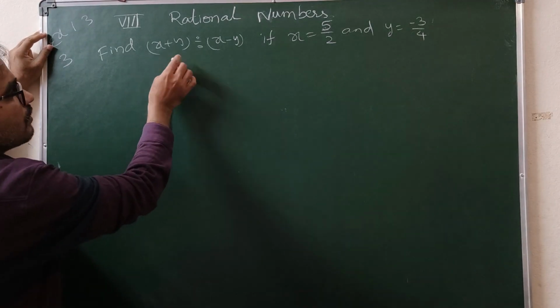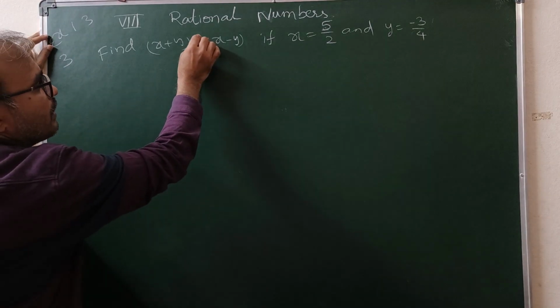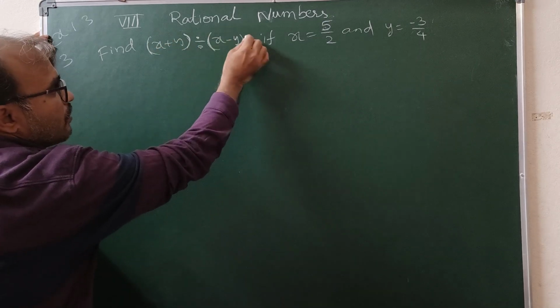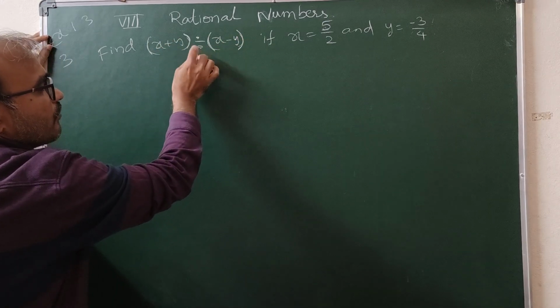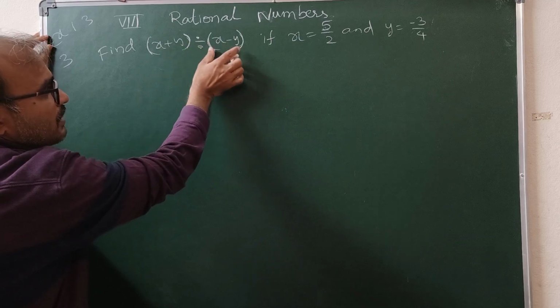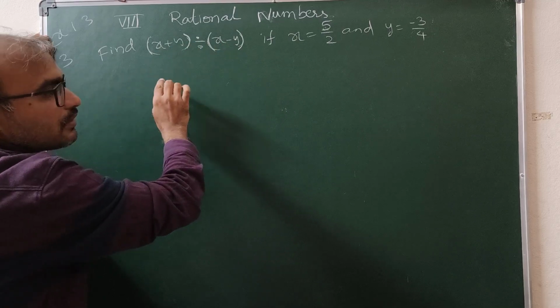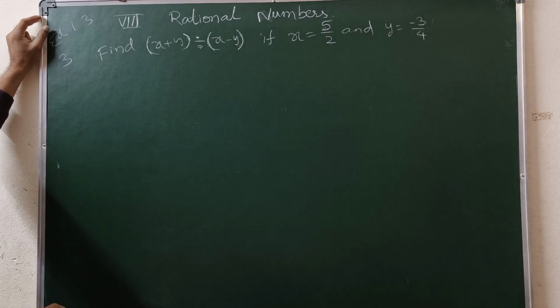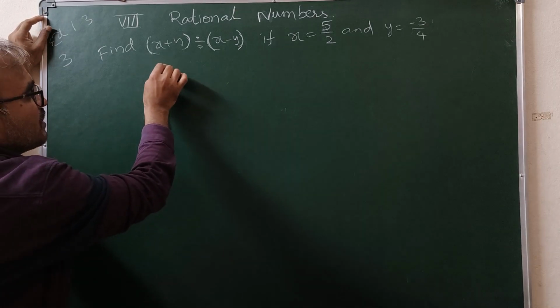So first of all, here "divided by" is for the two brackets. You have to understand that first of all. Divided by is for the brackets, not for y and x. Students generally get confused here. So that's why we have to calculate x plus y first of all.